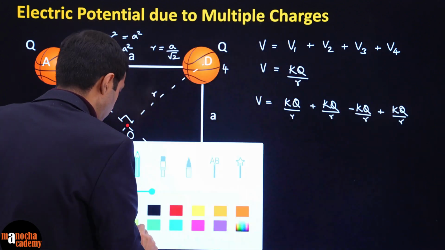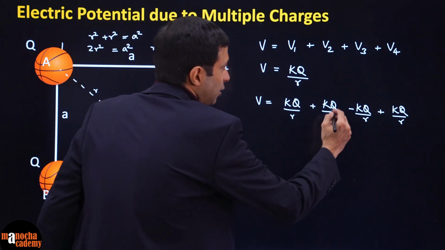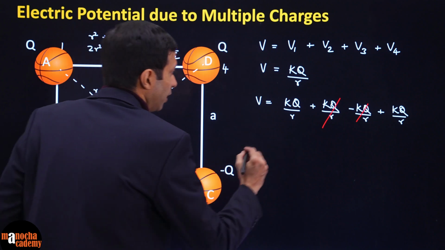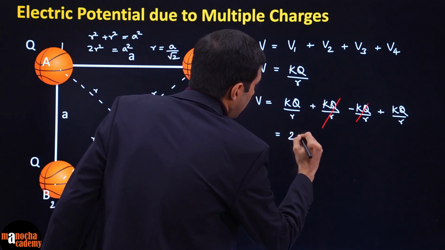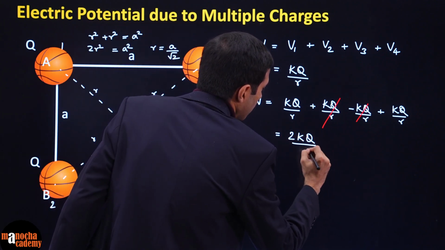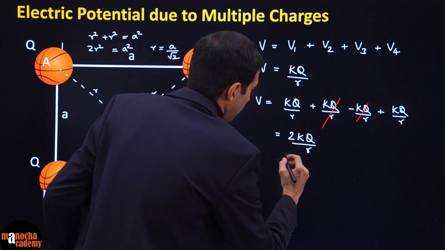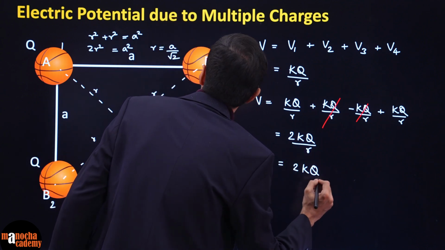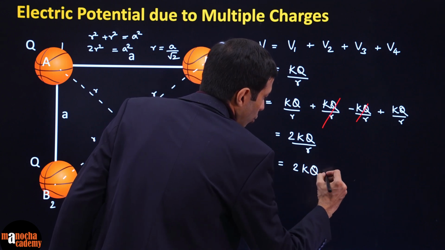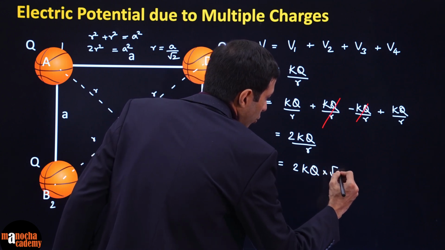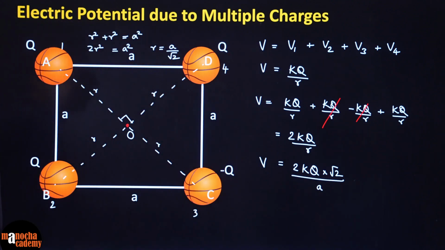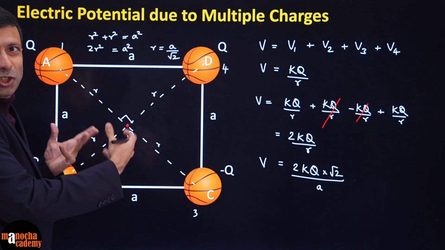So you can see that two of these terms will cancel each other, these guys cancel each other, and finally we are left with 2kq by r. And if we substitute that r as a by root 2, I'm going to get 2kq by a by root 2. So the root 2 goes on top, multiplied by root 2 divided by a. That's it. So it's like the principle of superposition of potentials, right?